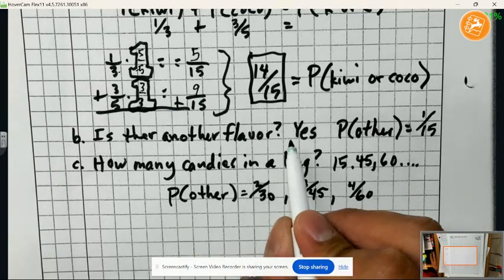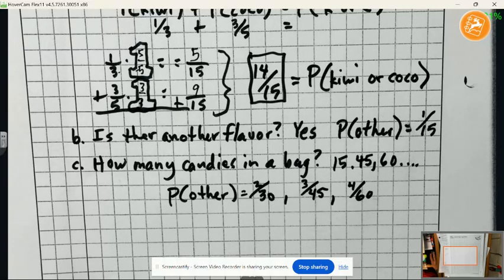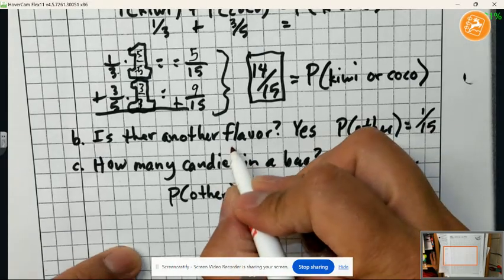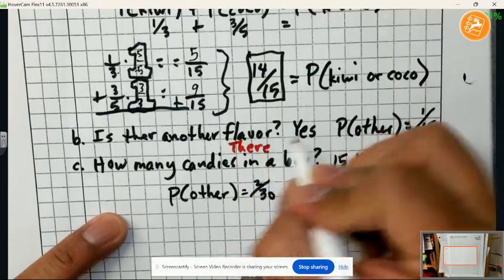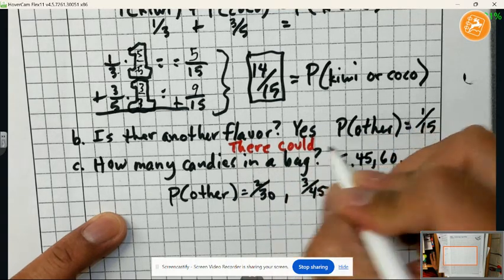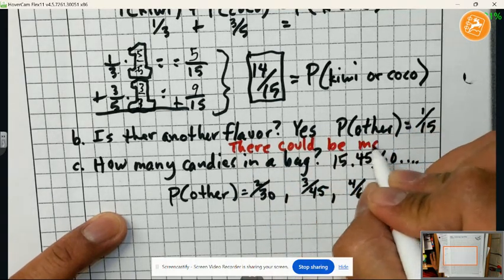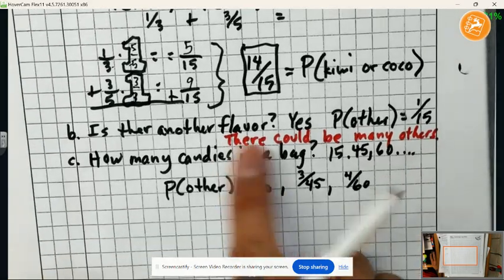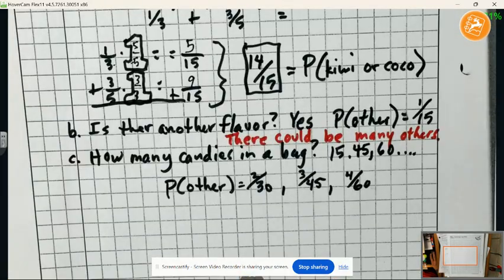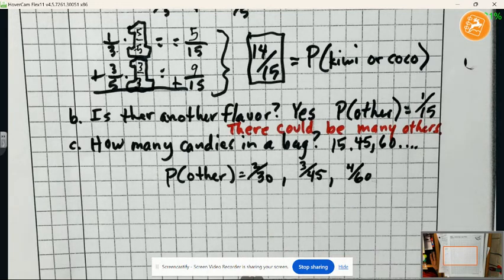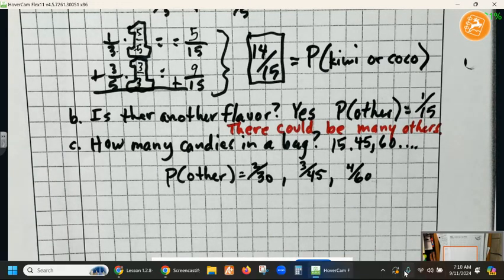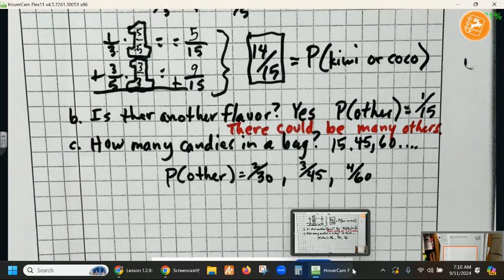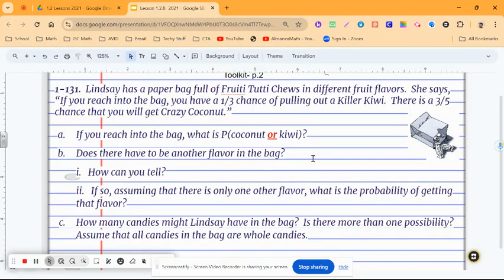So is there another flavor? Yes, but also there could be many other flavors. All right, so let's move on to the next question.